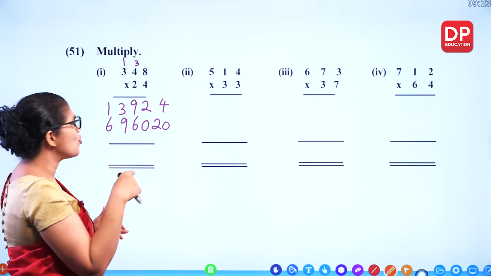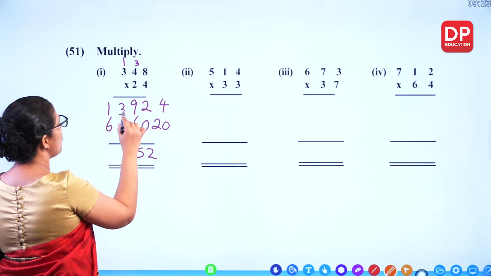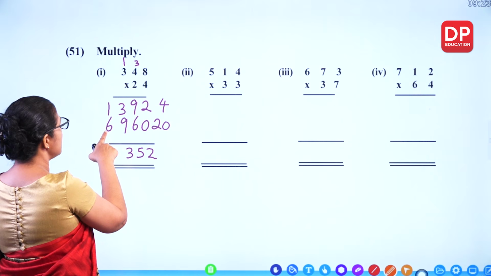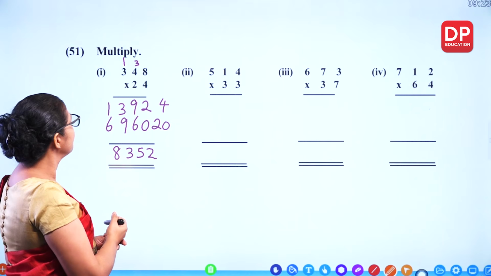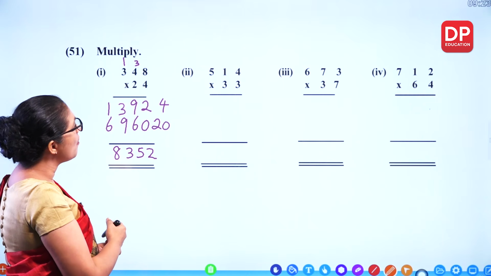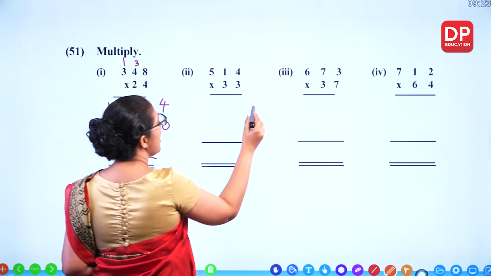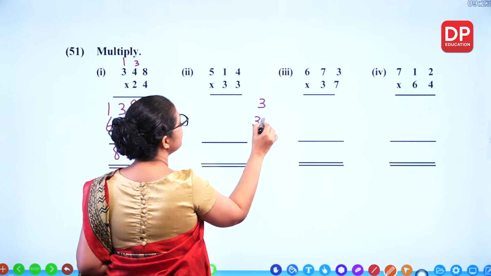Now add these two. You get 2 here, 15. So 1 there. 10 plus 3, 13. 1. Take it to this side. 7 plus 1, 8. Now multiply by 33. So what's the method? Multiply by 3 and then 30.